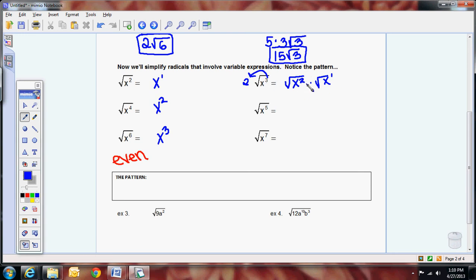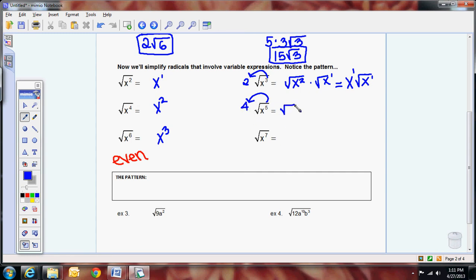So now I have what I had over here. I have the square root of x squared. So that would give me, if I break that apart, x to the first on the outside. And then I have that random x to the first that I couldn't break apart, so that's going to stay underneath. So that's how you simplify these types of numbers. So same thing here. I'm going to jump back to the next lowest even number, and that would be 4.